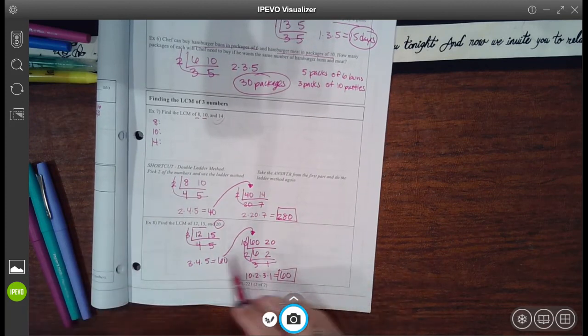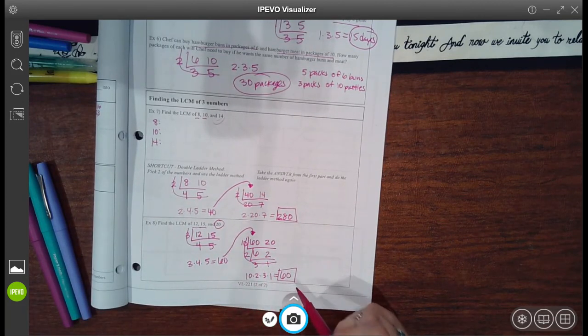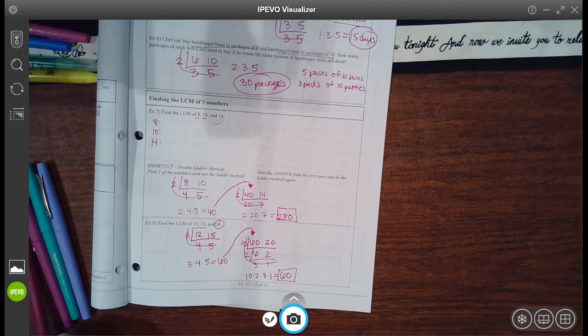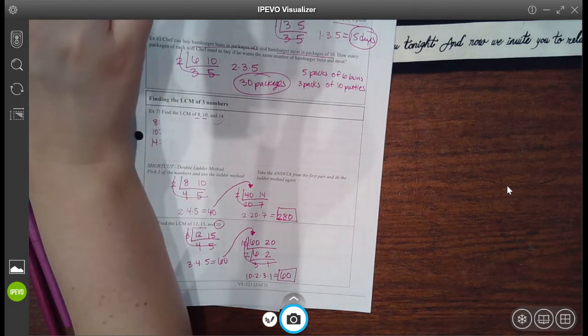So the smallest number that all 3 of those can multiply to become is 60. And congratulations, my little mathematicians. You have now mastered how to find the least common multiple. Good job.